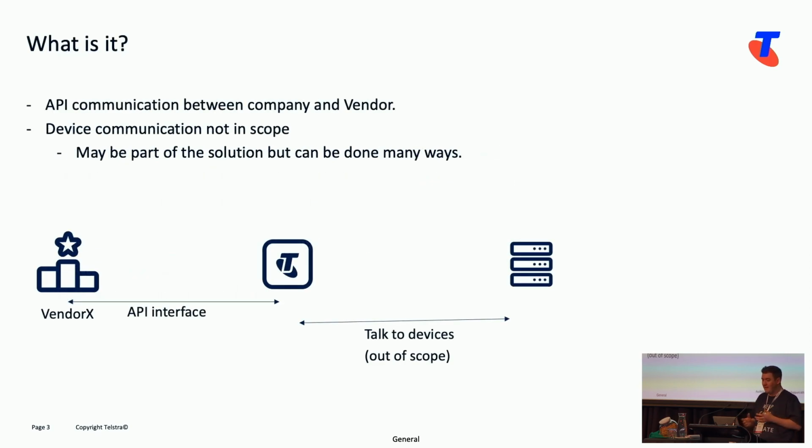So with vendor APIs, what is it? It's between your company and the vendor, and this can be for automated information and requests. Now, the communication with your devices can be done a large number of ways, whether it's Python, Ansible, Salt, it doesn't really matter. But the talk today is about how you communicate with the vendor using APIs.